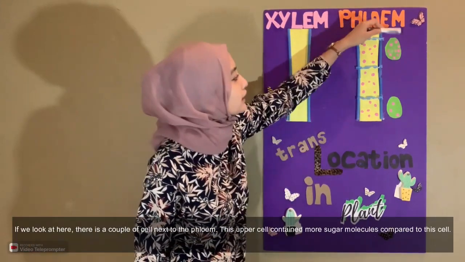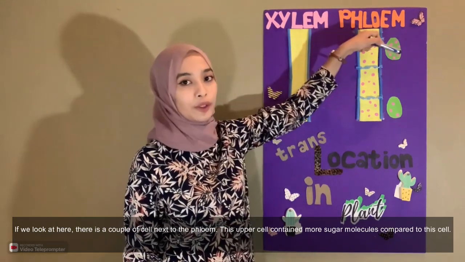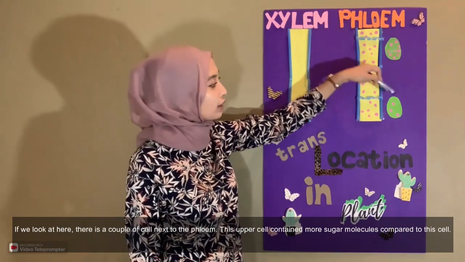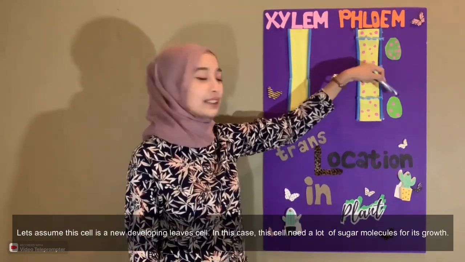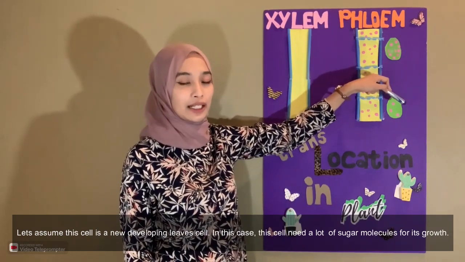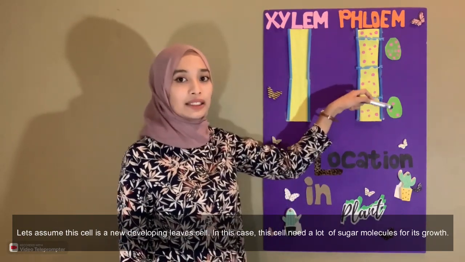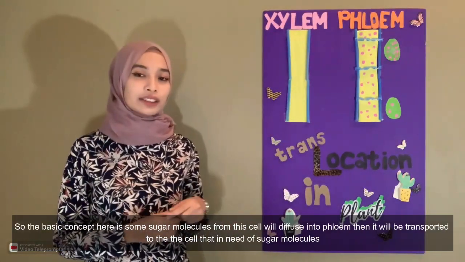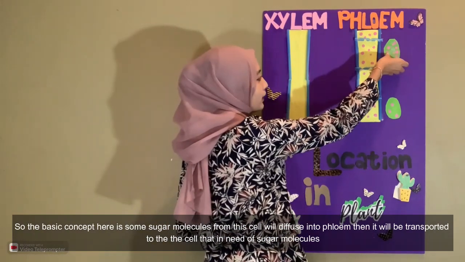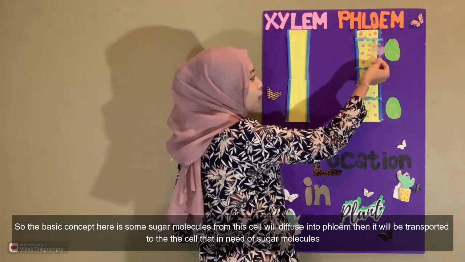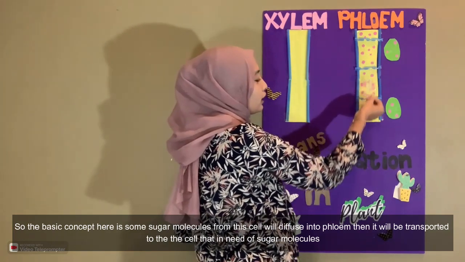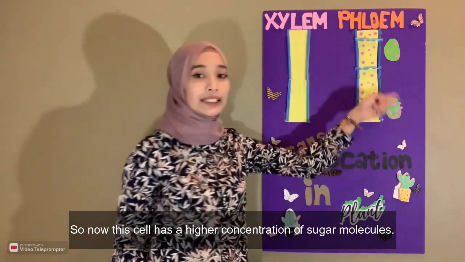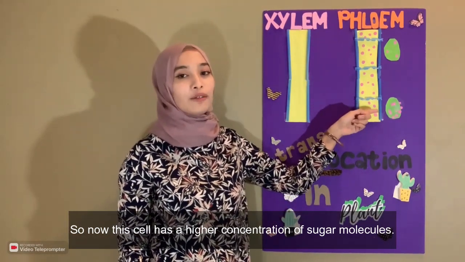If you look here, there are a couple of cells next to the phloem. This upper cell contains more sugar molecules compared to this cell. Let's assume this cell is a new developing leaf cell. In this case, this cell needs a lot of sugar molecules for its growth. So the basic concept here is some sugar from this cell will diffuse into the phloem and be transported into the cell that is in need of sugar molecules. So now this cell has a higher concentration of sugar molecules.